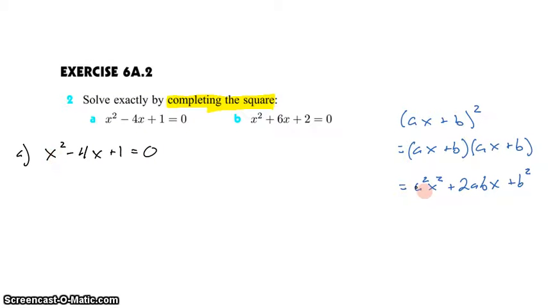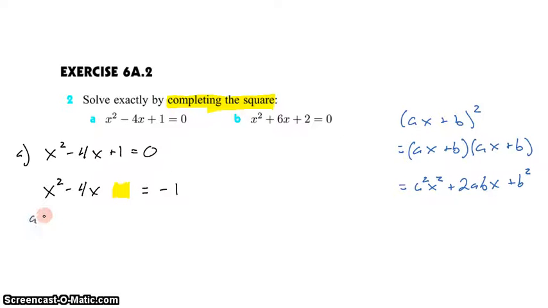This could be in the form a squared x squared if a were 1. And this could be in the form b squared if b was 1. But if a and b are both 1, then 2ab is not negative 4. So this is not a perfect square. We're going to make it a perfect square. I'll start by moving the 1 to the other side and just leaving a blank here. There's nothing there. This is plus 0. Now I need to figure out what goes in that blank.